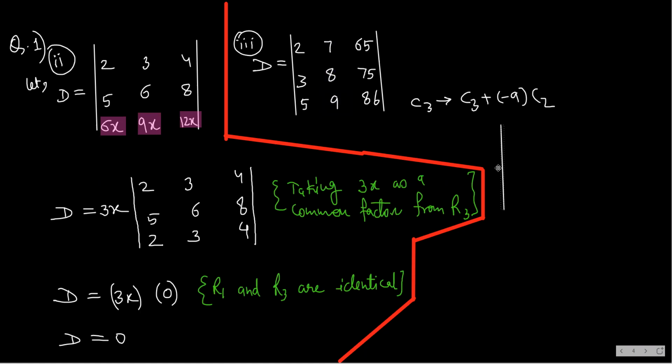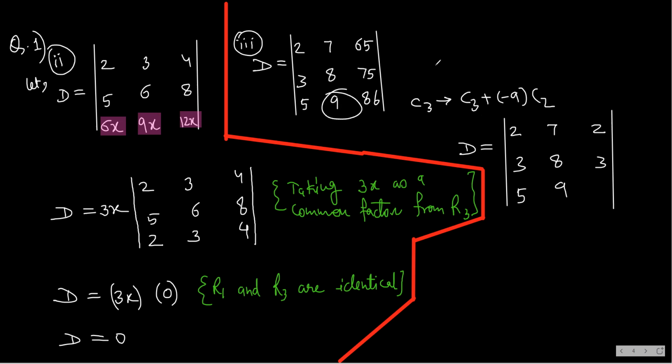So students, when I do this, I get here, see, C1 does not change. So D equals to, C1 does not change, 2, 3, 5. C2 does not change, 7, 8, 9. C3 changes. How? Minus 9 C2 and add it. So this is minus 63 added 2, minus 72 added 3, minus 81 added, you get 5.